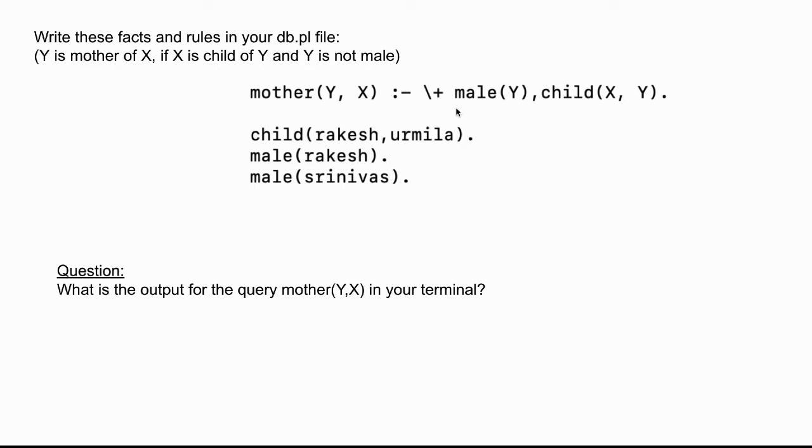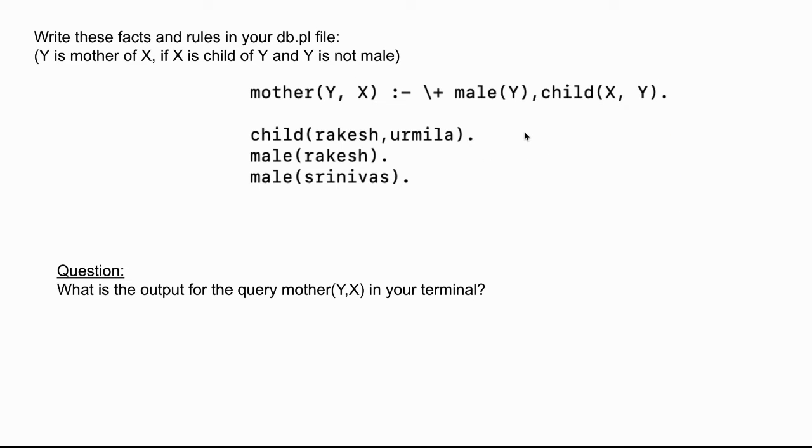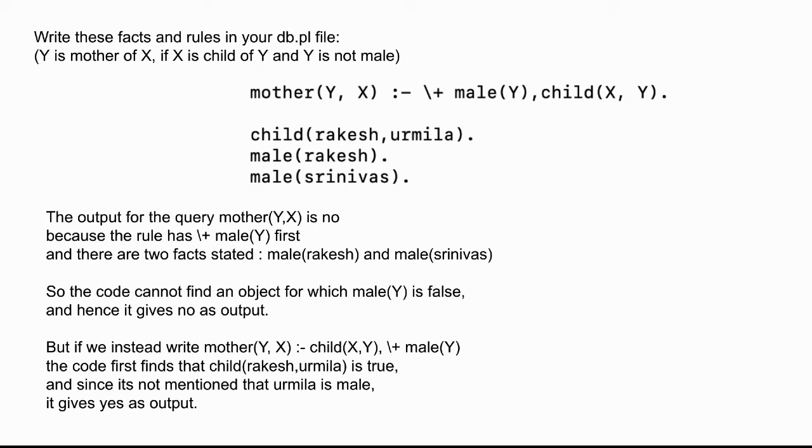Now in first order logic, this will make no difference. Whether you write this or whether you write this, the meaning is the same, the answer is the same. But in Prolog, it makes a difference. Again, before I explain what happens, I would recommend you to try it out and see what you get, because then you will properly understand what's going on. So here, when you give the query mother y comma x, the answer is no. Why is the answer no?